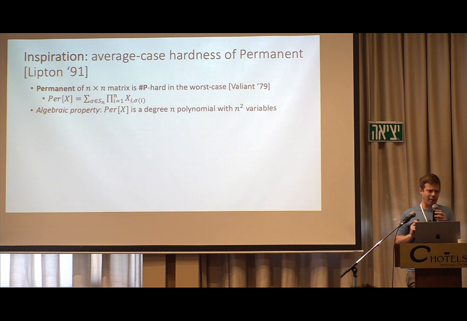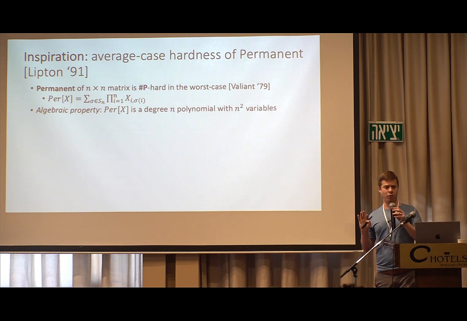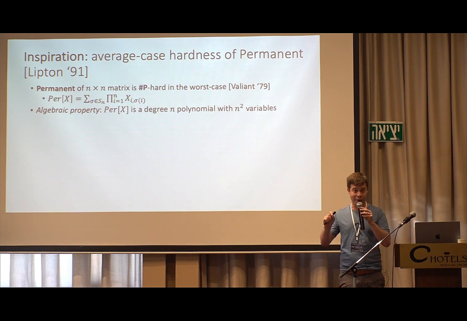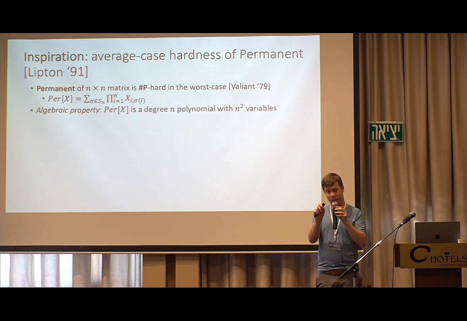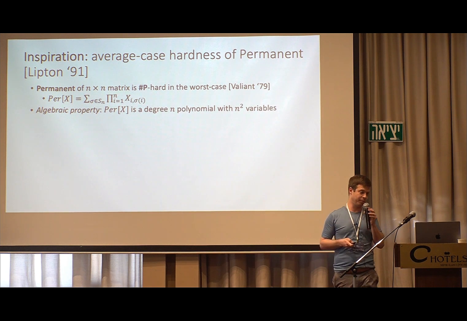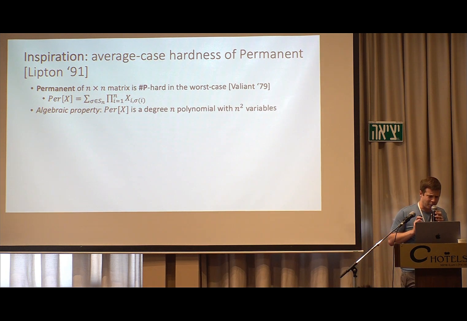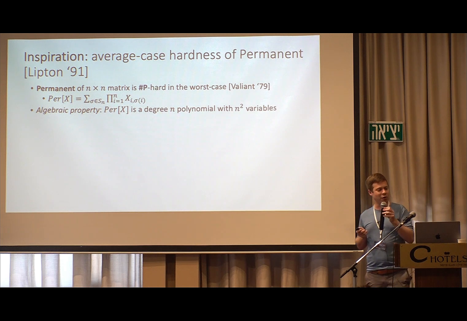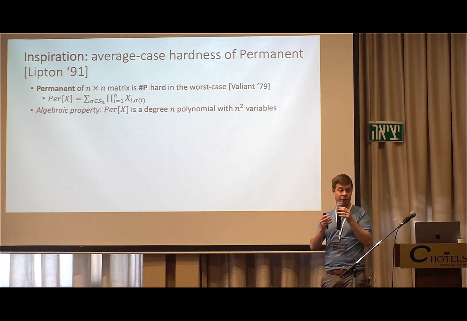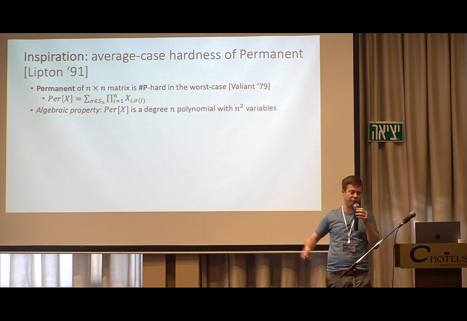Now, Dick Lipton comes around and he wants to argue for something stronger. He wants to boost this from worst case hardness, which is the hardness of computing the permanent of any arbitrary matrix, to something much stronger, the hardness of computing the permanent on a random matrix. That's average case hardness. Okay? And the property we're going to use to boost the hardness to average case hardness is very simple. It's that the permanent is a degree n polynomial in n squared variables. And that's easy to see from the expression. The n squared variables are the matrix entries, the n by n matrix entries.